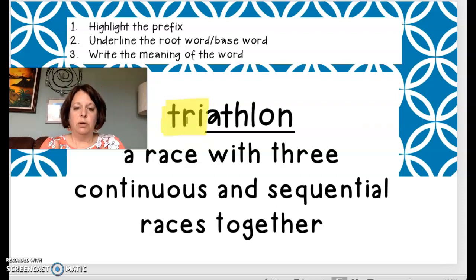So someone would, for instance, swim. Then once they're done with the swimming portion of the race, then they would bike. Once they're done with the biking portion of the race, they would run. And they would have to do this one event after another. So that makes it continuous and sequential. 1, 2, 3, right after another. All right, so that's 3 things. Triathlon.